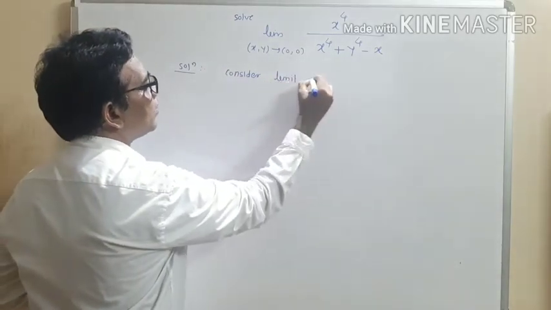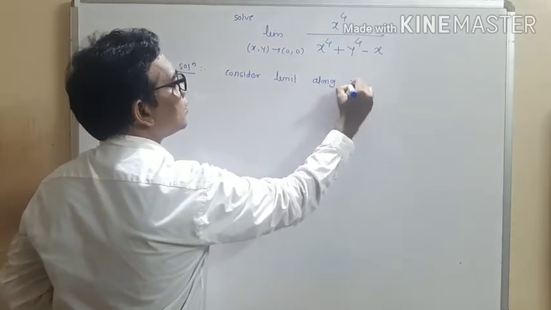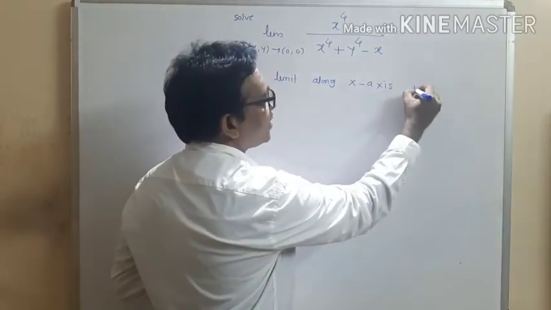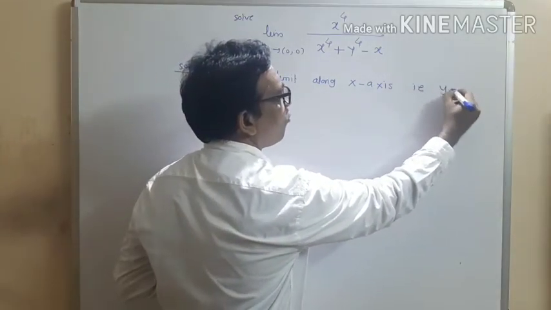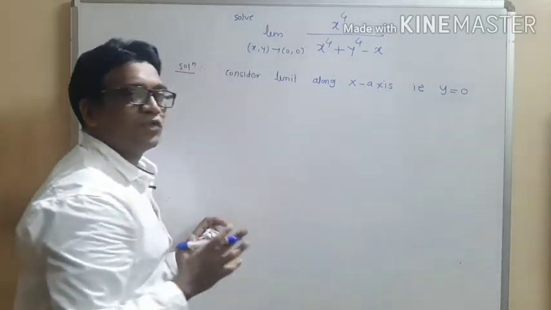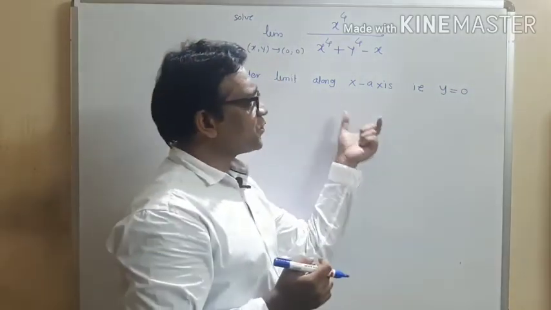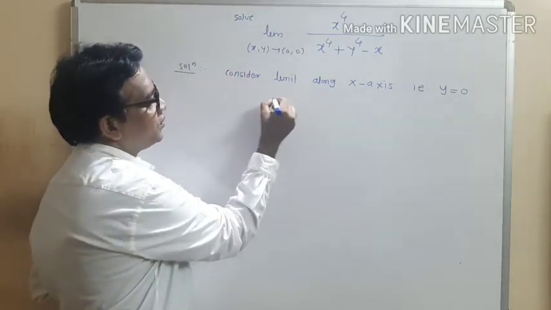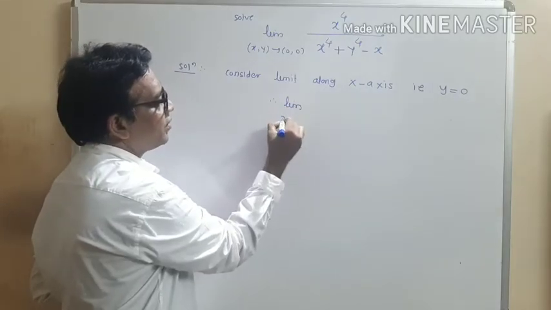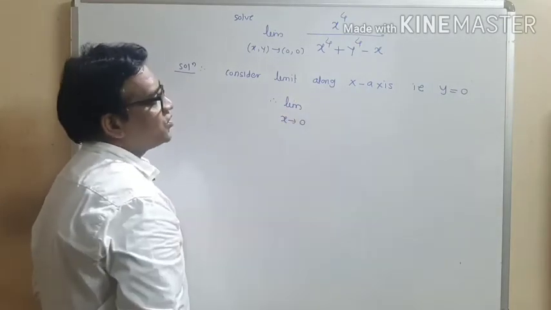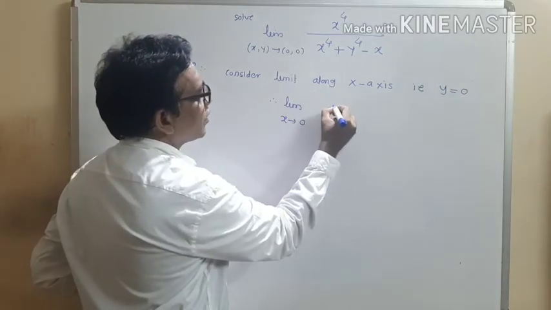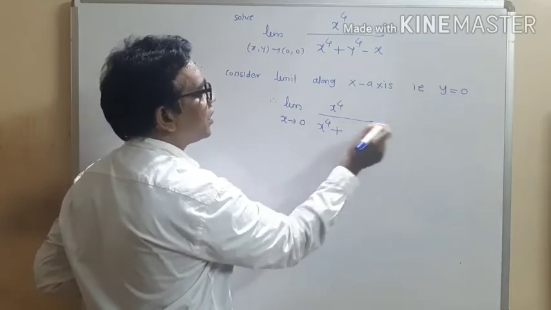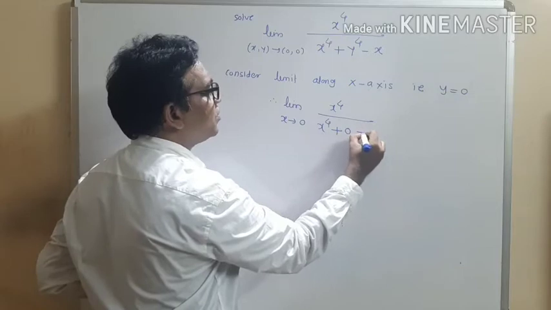Consider limit along x-axis. The equation of x-axis is y equal to 0. So we use this first path, y equal to 0, that is x-axis. So put y equal to 0. So we get limit x tends to 0, x raised to 4 upon x raised to 4, and put y equal to 0, so this is 0 minus x.